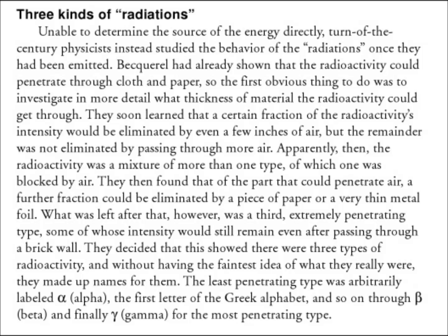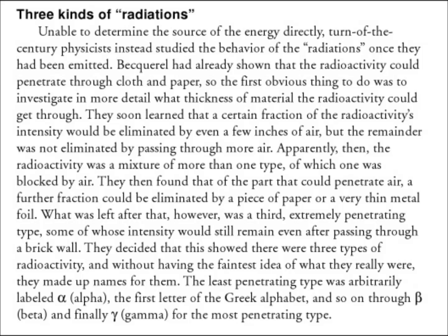Apparently then, the radioactivity was a mixture of more than one type, of which one was blocked by air. They then found that the part that could penetrate air, a further fraction, could be eliminated by a piece of paper, or a very thin metal foil. What was left after that, however, was a third, extremely penetrating type, some of whose intensity would still remain even after passing through a brick wall.